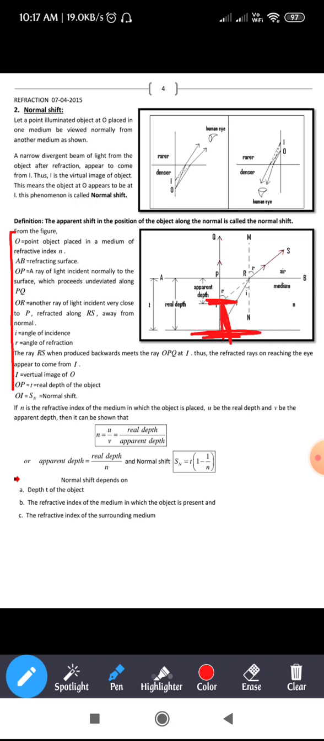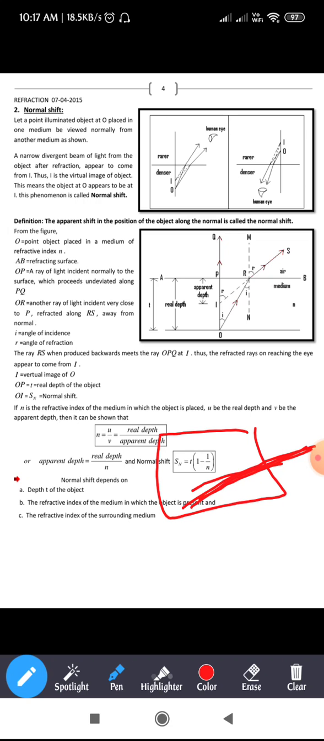So next, the relation between the refractive index. As you know, the refractive index can be written as n is equal to u by v, where u is nothing but real depth and v is nothing but apparent depth. So if you take the apparent depth to the left hand side, that can be written as real depth by n. And the normal shift can be written as S subscript n is equal to T into 1 minus 1 by n.